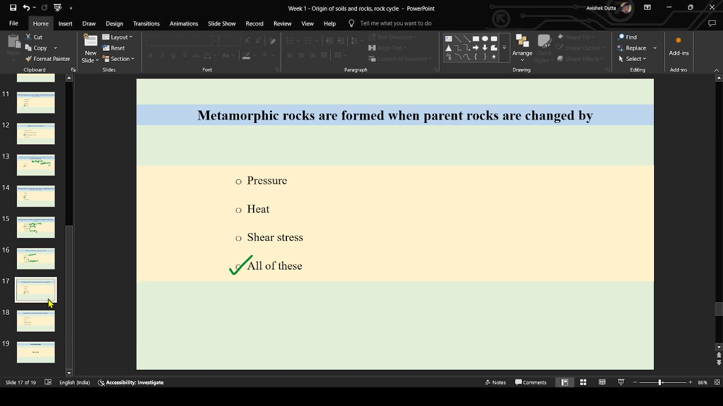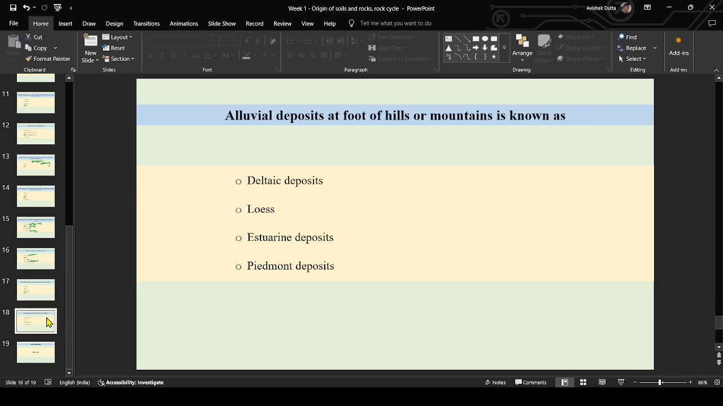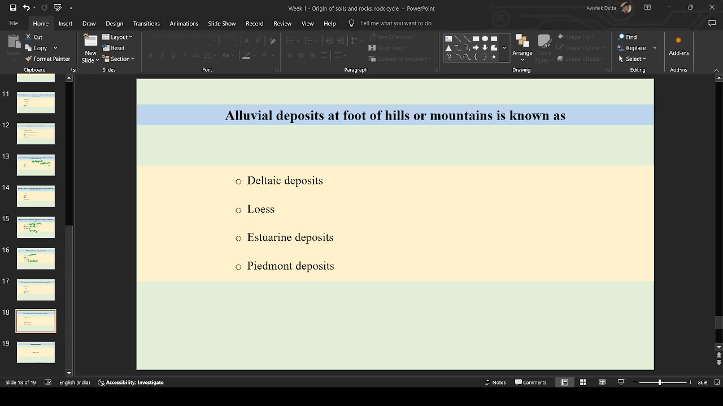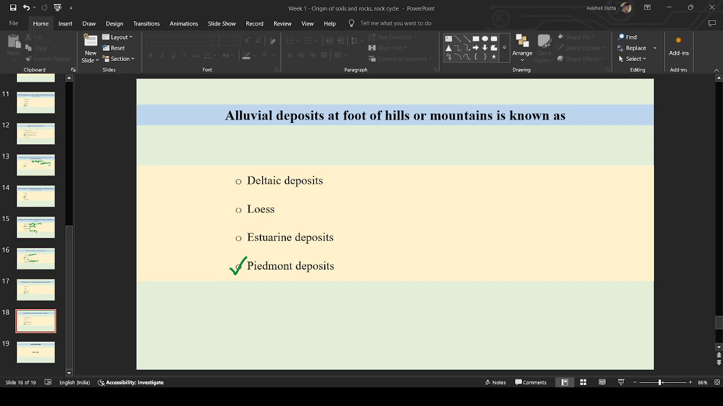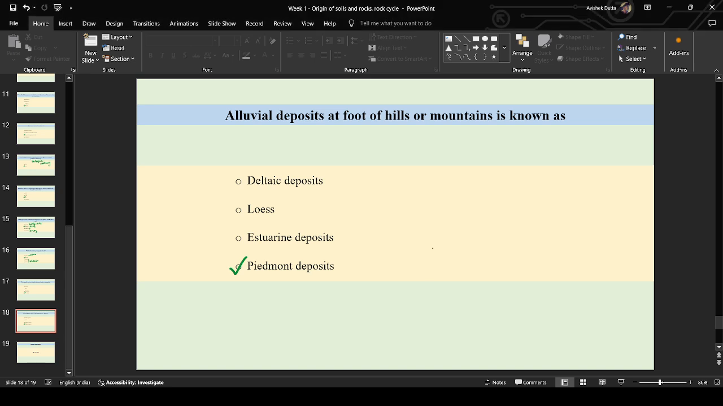Okay, so last question. Alluvial deposits at foot of hills or mountains is known as. What is the answer? Any answer? Okay, the answer is Piedmont deposits. Alluvial deposits means action of river water. Someone gave the answer, yes, Piedmont deposits, Kritika. Good. So deposition by the river at the foot of hills or mountains, Piedmont deposits.